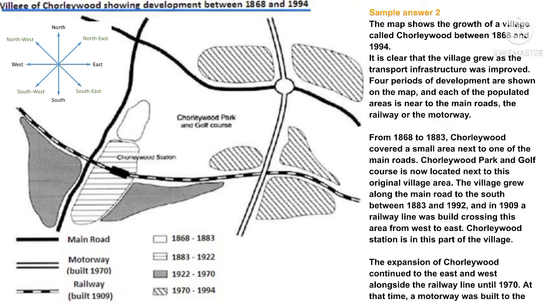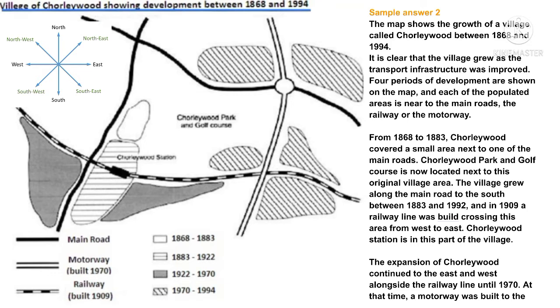Sample answer 2. The map shows the growth of a village called Chorleywood between 1868 and 1994. It is clear that the village grew as the transport infrastructure was improved. 4 periods of development are shown on the map, and each of the populated areas is near to the main roads, the railway, or the motorway. From 1868 to 1883, Chorleywood covered a small area next to one of the main roads. Chorleywood Park and Golf Course is now located next to this original village area.